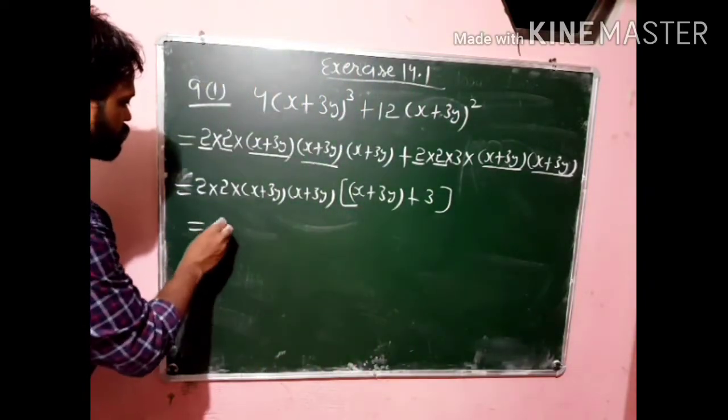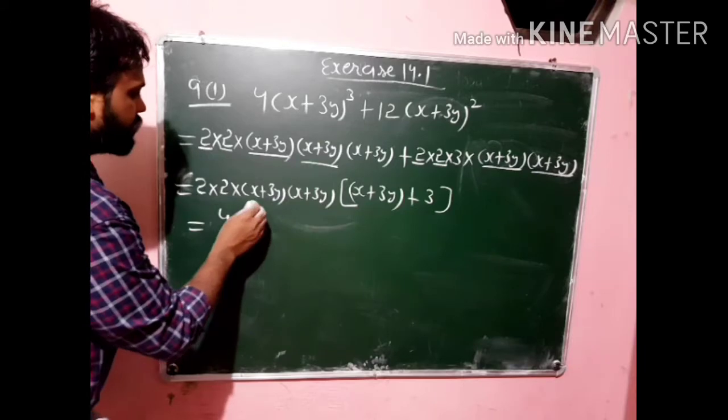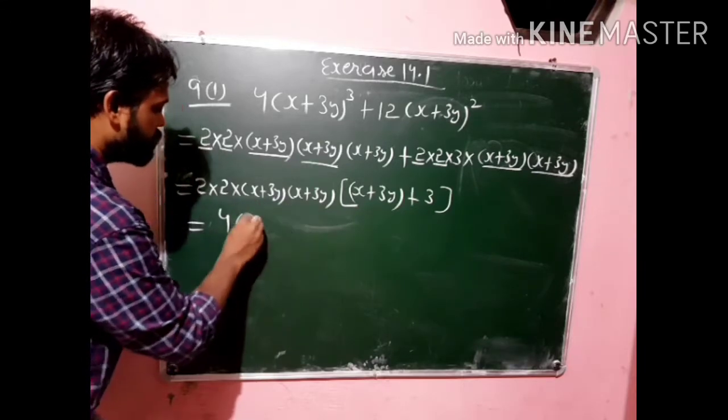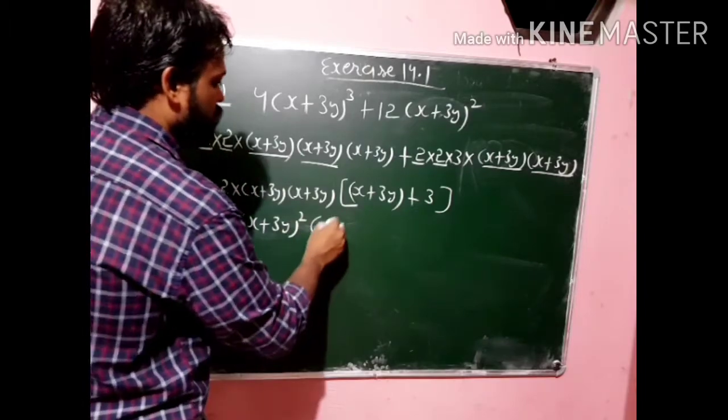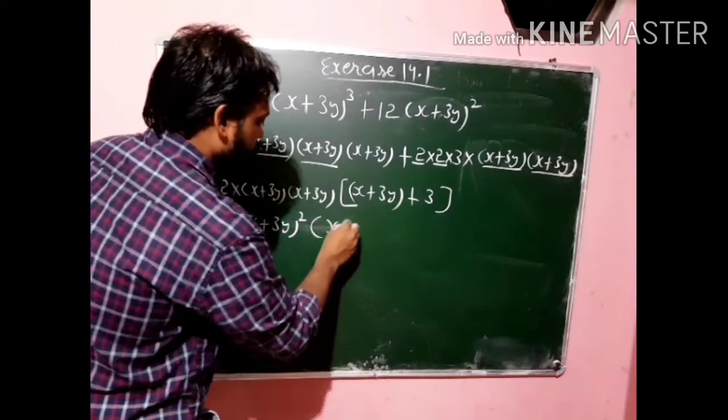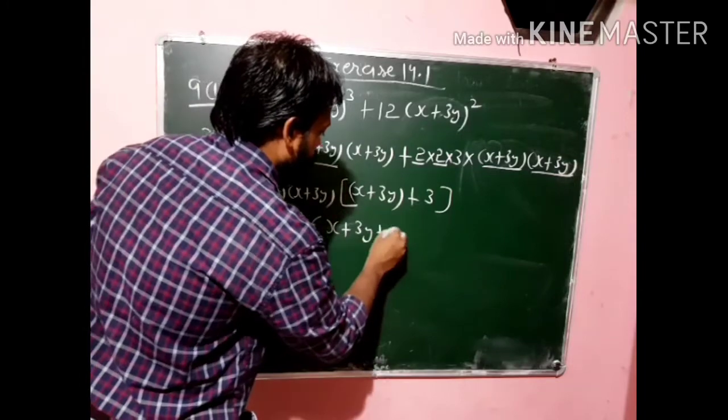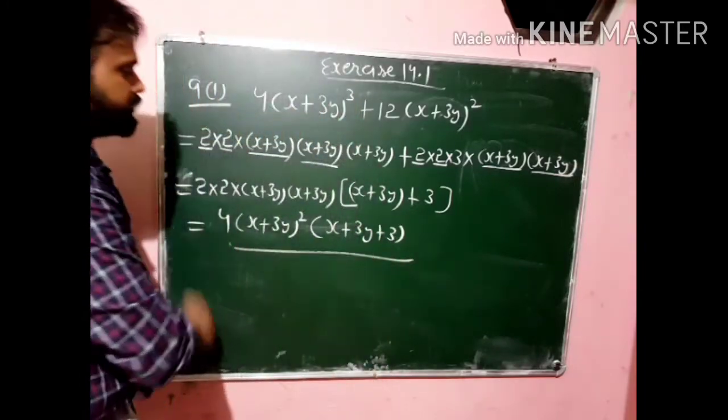So write down this 4 into 2 into 2 is 4, and of course this x plus 3y into x plus 3y becomes x plus 3y raised to power 2, and now also in the bracket you can open this bracket, it will become x plus 3y plus 3. So this is the answer.